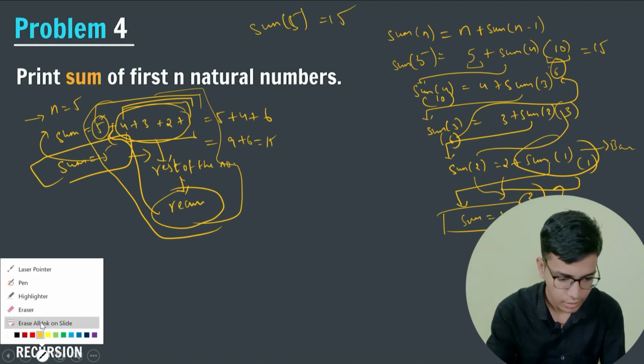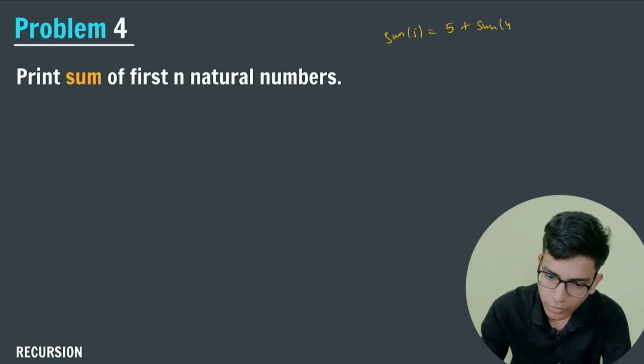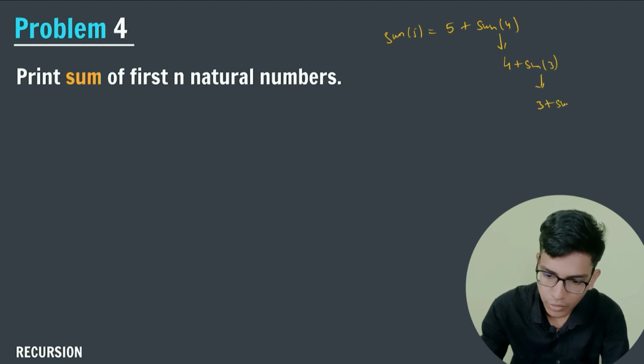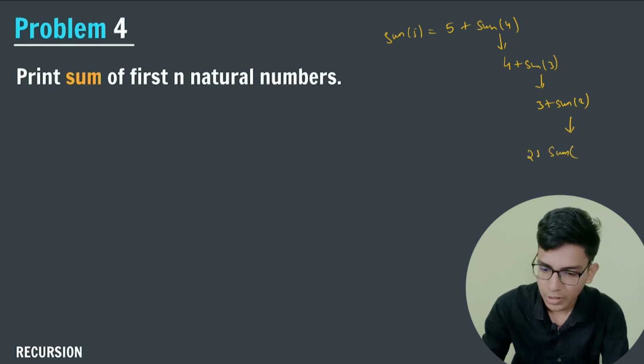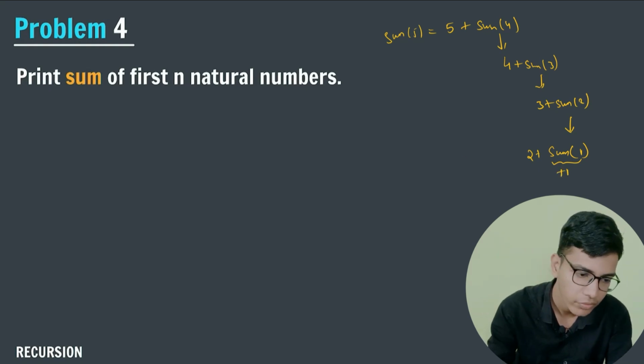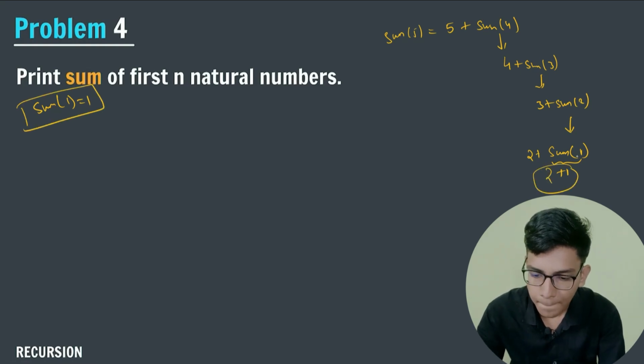So can I write that sum of 5 is equal to 5 plus sum of 4, and sum of 4 is equal to 4 plus sum of 3, and sum of 3 is nothing but 3 plus sum of 2, and sum of 2 is nothing but 2 plus sum of 1. This is my base case, so I already know that when n becomes 1, sum of 1 is equal to 1, and from this it will return me 3.